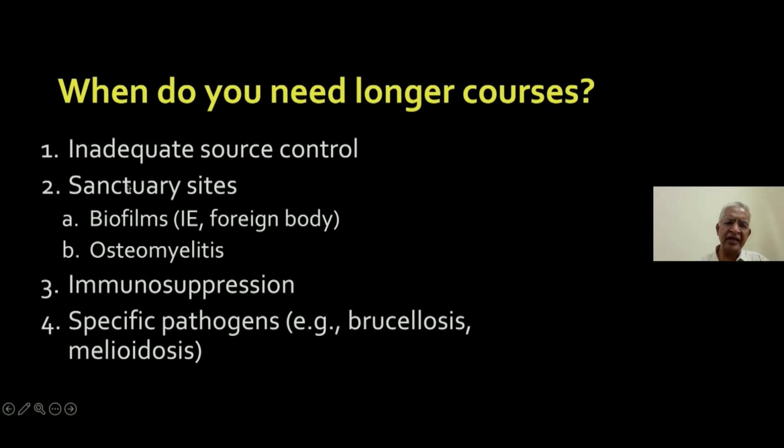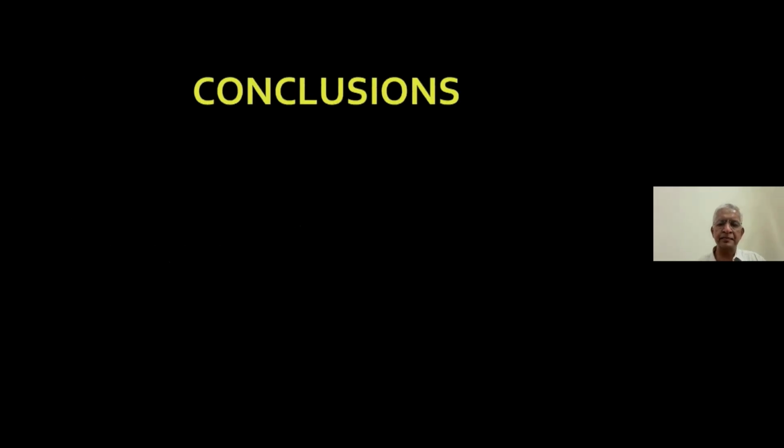Infections involving some sanctuary sites like biofilms. Remember biofilms. Number one, inadequate penetration of antibiotics into the biofilm. Second, bacteria go into a state of reduced metabolism. So with biofilm-associated infections, infective endocarditis, foreign bodies, they are notoriously difficult to treat. Osteomyelitis is another sanctuary site because of the microenvironment inside the bone. Severely immunosuppressed hosts, and specific pathogens like brucellosis and melioidosis, you need a longer course of antibiotics to prevent relapse.